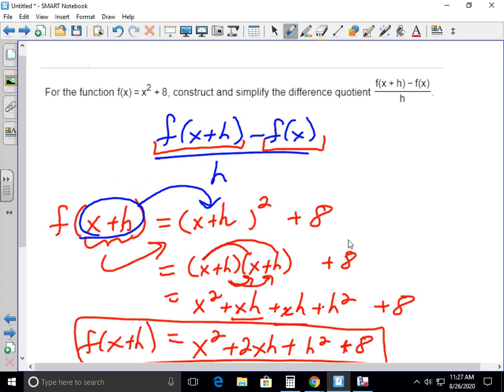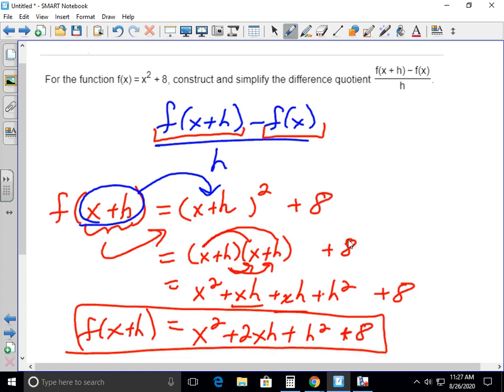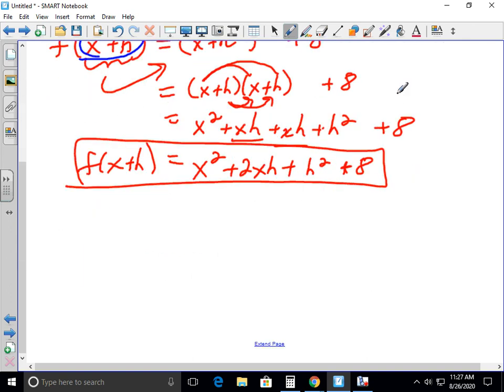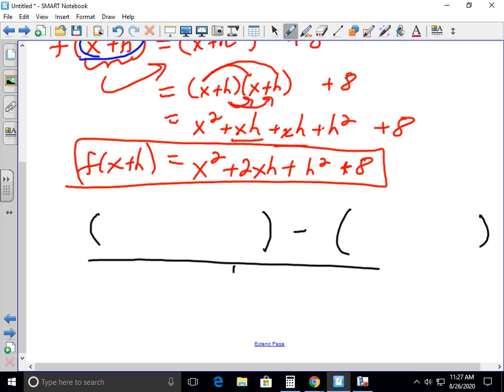Okay, so now we know this part. We know this part. We don't have a value for h, so we're just going to leave it as h. So let's fill in our difference quotient. It's f of x plus h minus f of x over h. So this is f of x plus h minus f of x over h.